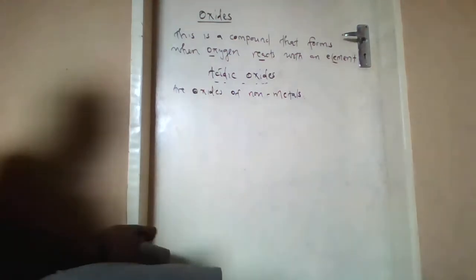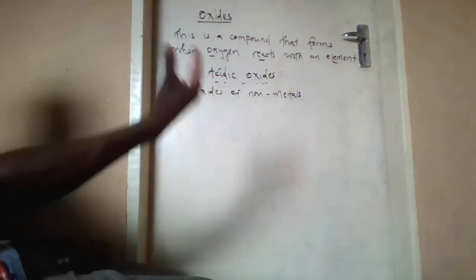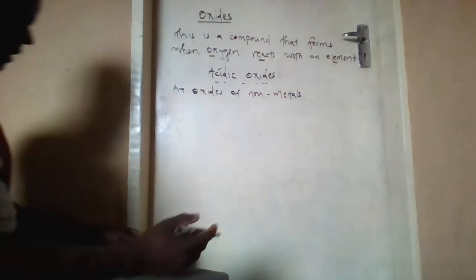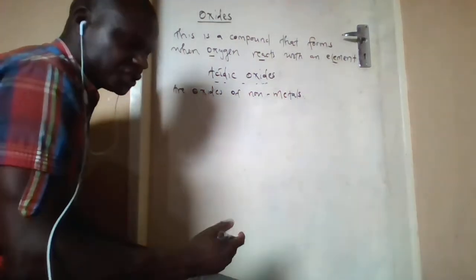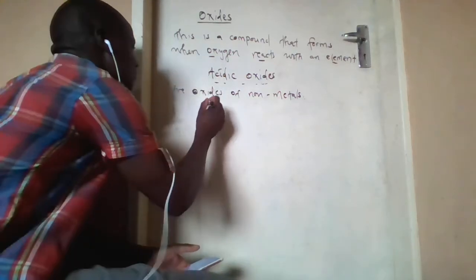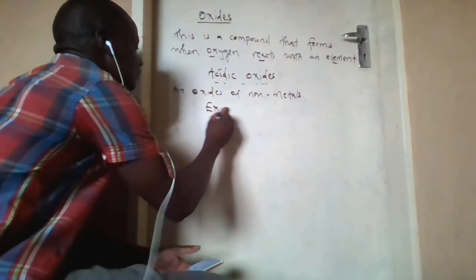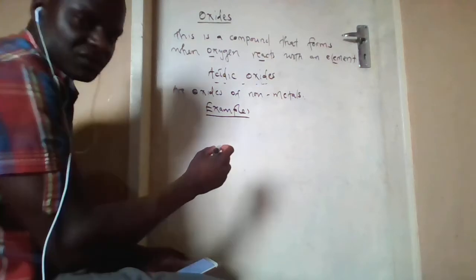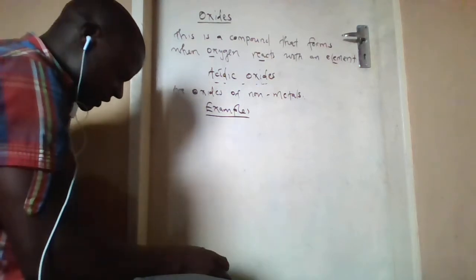Remember, non-metals are those elements that are able to gain electrons, those that have the ability to attract electrons, those that have the highest electron affinity. Those are the ones we call non-metals, such as sulfur, nitrogen, and many more. So now let's look at examples of these acidic oxides. Remember, don't forget that these are oxides of non-metals. So what examples can we look at?